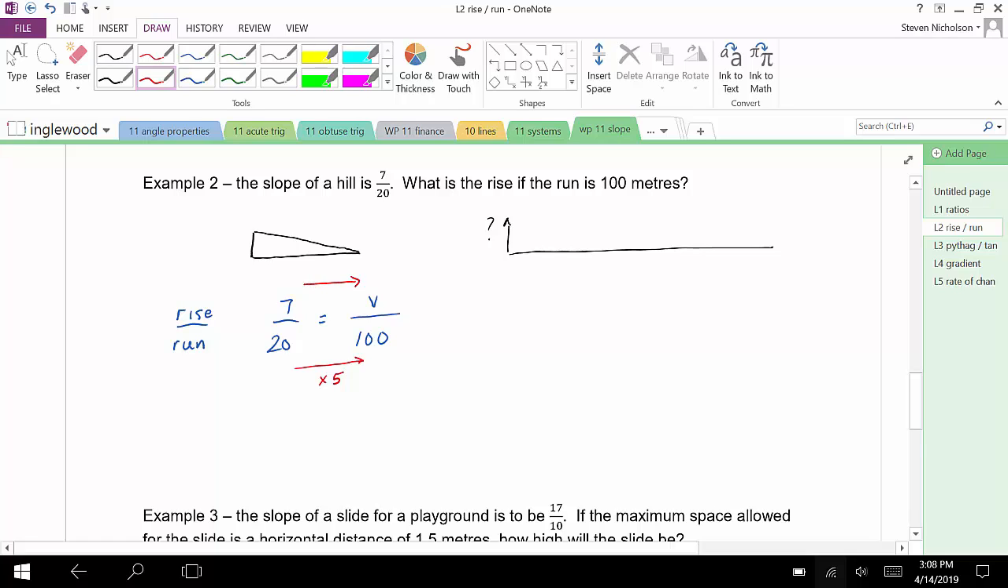And in order to maintain our equality, what we do to the bottom, we do to the top. And in doing that, our vertical distance that this hill would go up over 100 meters would be 35 meters, if it maintained the same steepness and slope, and we're going to assume it did. So the things we learned last lesson allow us to answer questions around our new formula, this slope formula, and around the idea of steepness.